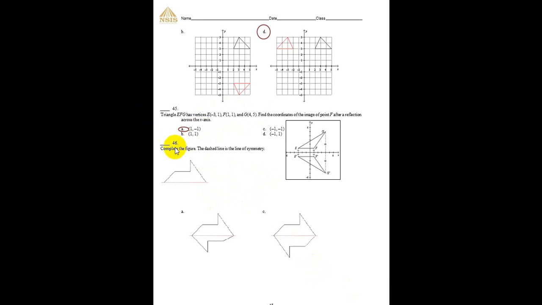Number 46, complete the figure. The dashed line is the line of symmetry, so the line of symmetry acts as a mirror. So number A is not true, number C is not true. So the answer will be number B.